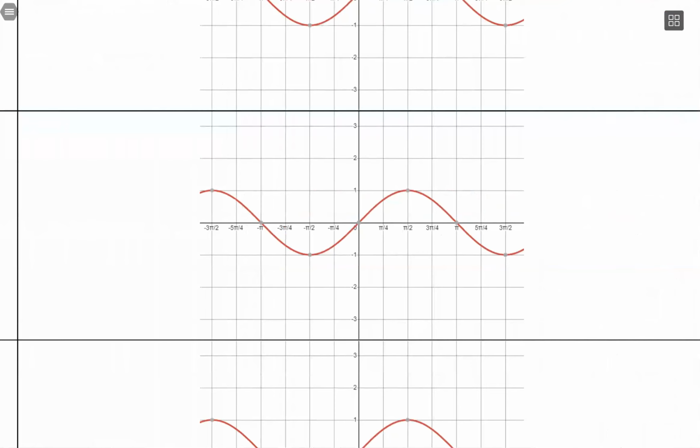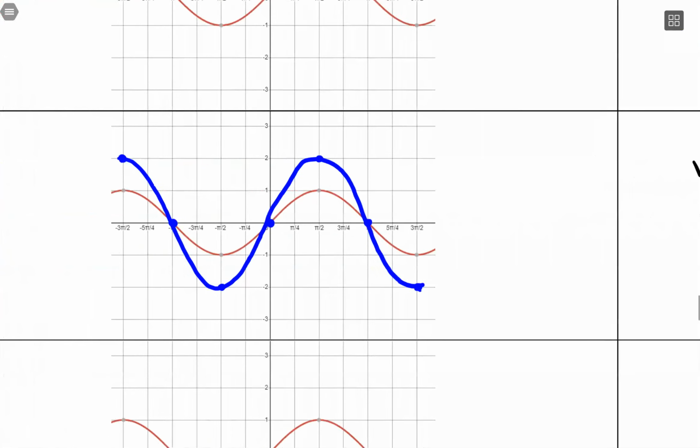So for 2 sine of x, what we're seeing is this doubling of our y values, which means anything that's on the x-axis stays put, but anything off of the x-axis stretches. So this is our vertical stretch by 2, but it could also be a compression. It just depends on the value that's out front. Basically, whatever your y value was, you multiply it.